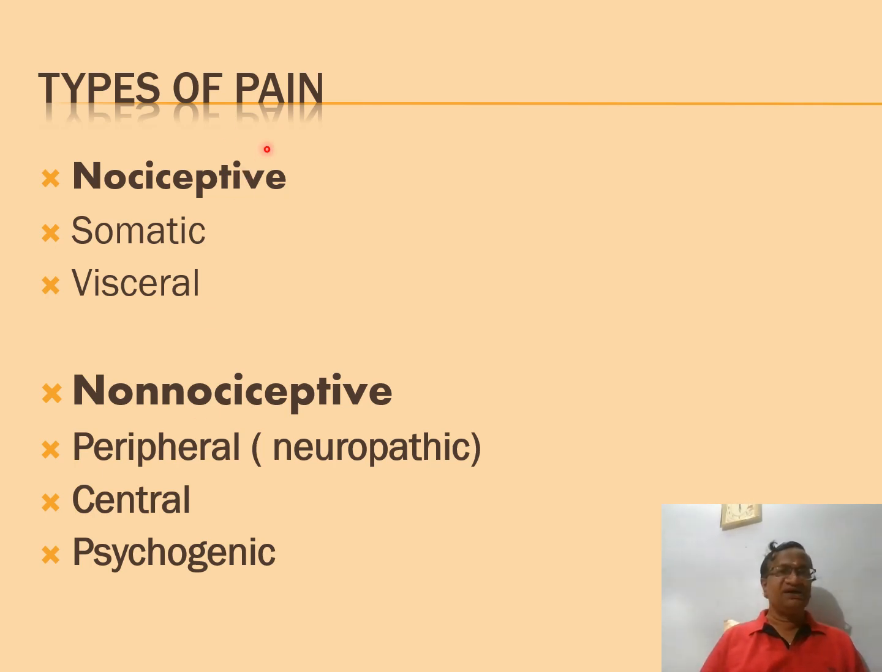What is more important is whether it is a nociceptive pain or a non-nociceptive pain. Nociceptive means a noxious stimulus is there. Somatic nociception: if you have a trauma, injury, or some paronychia, pus in the nail bed, that is somatic nociceptive. Visceral means there is appendicitis. Non-nociceptive is neuropathic, central, and psychogenic. There is no noxious stimulus.